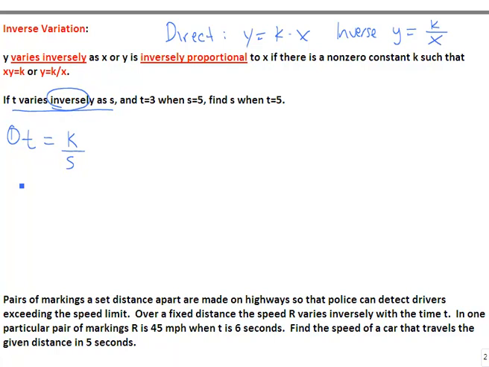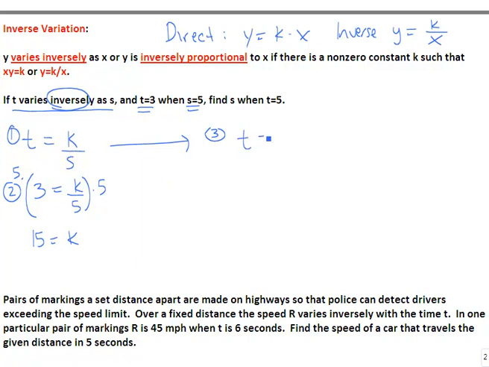So there's our relationship. Step 2, we need to find k, so we need a t and an s that go together. So when t is 3, s is 5. So let's substitute those in. I'm going to put in 3 for t, put in 5 for s, and now to solve this for k, all we have to do is multiply both sides by 5. 5 times 3 is 15, so k is 15. So now what I'm going to do is rewrite my initial relationship, substituting in 15 for that k. So t equals 15 divided by s.